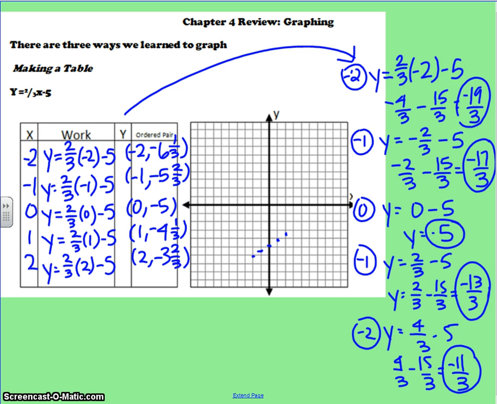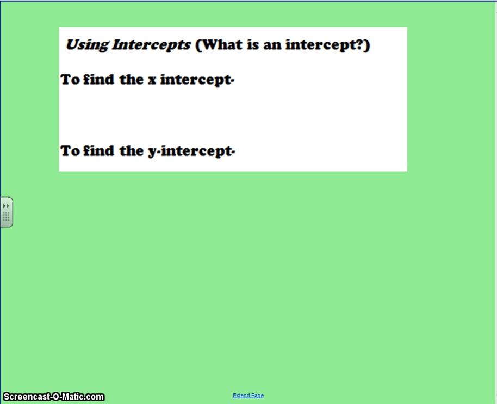We can see that our 5 points are making a straight line, so we can guess that we've done this accurately. And that is our review of making a table to graph, which I believe is no one's favorite way. Woohoo! Let's go ahead and move on to our next way that we learned, which was graphing by using intercepts.